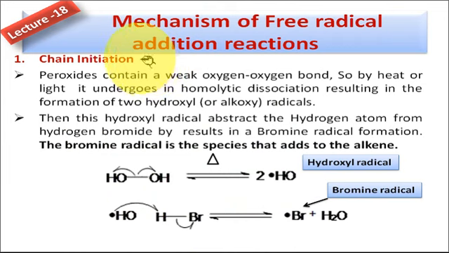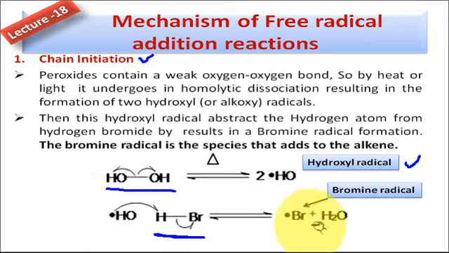In the first step, the chain initiation step, the peroxide contains a weak oxygen-oxygen bond, so by application of heat or light, it undergoes homolytic fission. We have learned earlier about homolytic fission. Due to the homolytic fission of the peroxide, hydroxyl radicals form in the chain initiation step. This radical now attacks the attacking species, which in this addition reaction is HBr, and a bromine radical is formed.